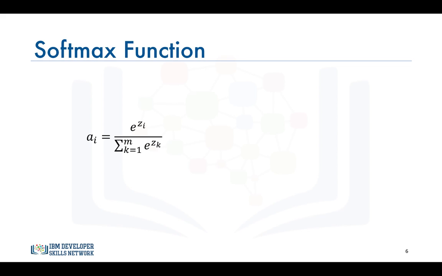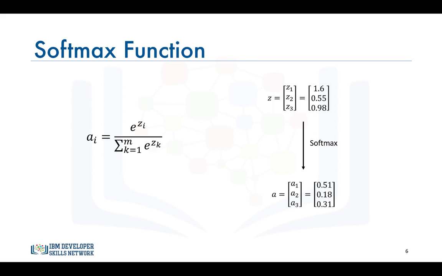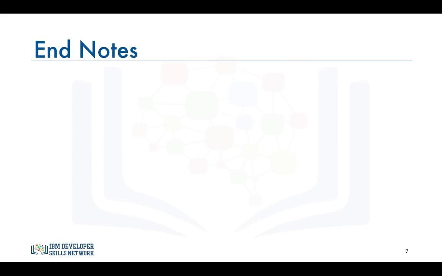So if a network with 3 neurons in the output layer outputs 1.6, 0.55, and 0.98, then with a softmax activation function, the outputs get converted to 0.51, 0.18, and 0.31. This way, it is easier for us to classify a given data point and determine to which category it belongs.